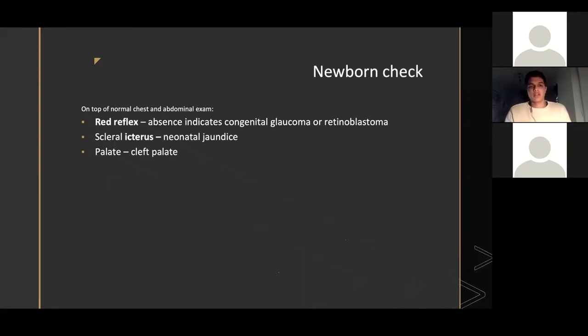Scleral icterus, so neonatal jaundice, as we'll talk about later. Palate, for a cleft palate, these can cause feeding issues. So if your baby's not growing, it's important to look in the mouth. That's also a common GP presentation, because if you have cleft palate, they'll have problems attaching to the nipple and suckling.